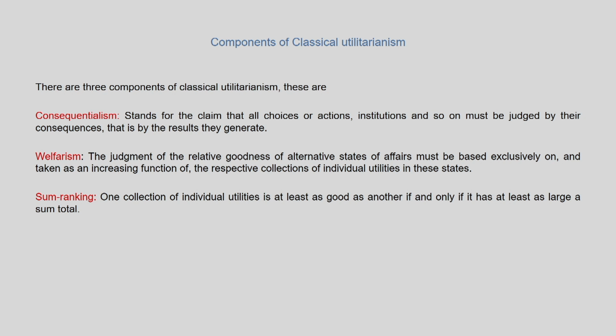The component of consequentialism stands for the claim that all choices or actions, institutions and so on must be judged by their consequences, that is, by the results that they generate. So, what is this component saying? This component is saying that all actions or choices made by individuals must finally be valued in terms of the consequences of their actions.